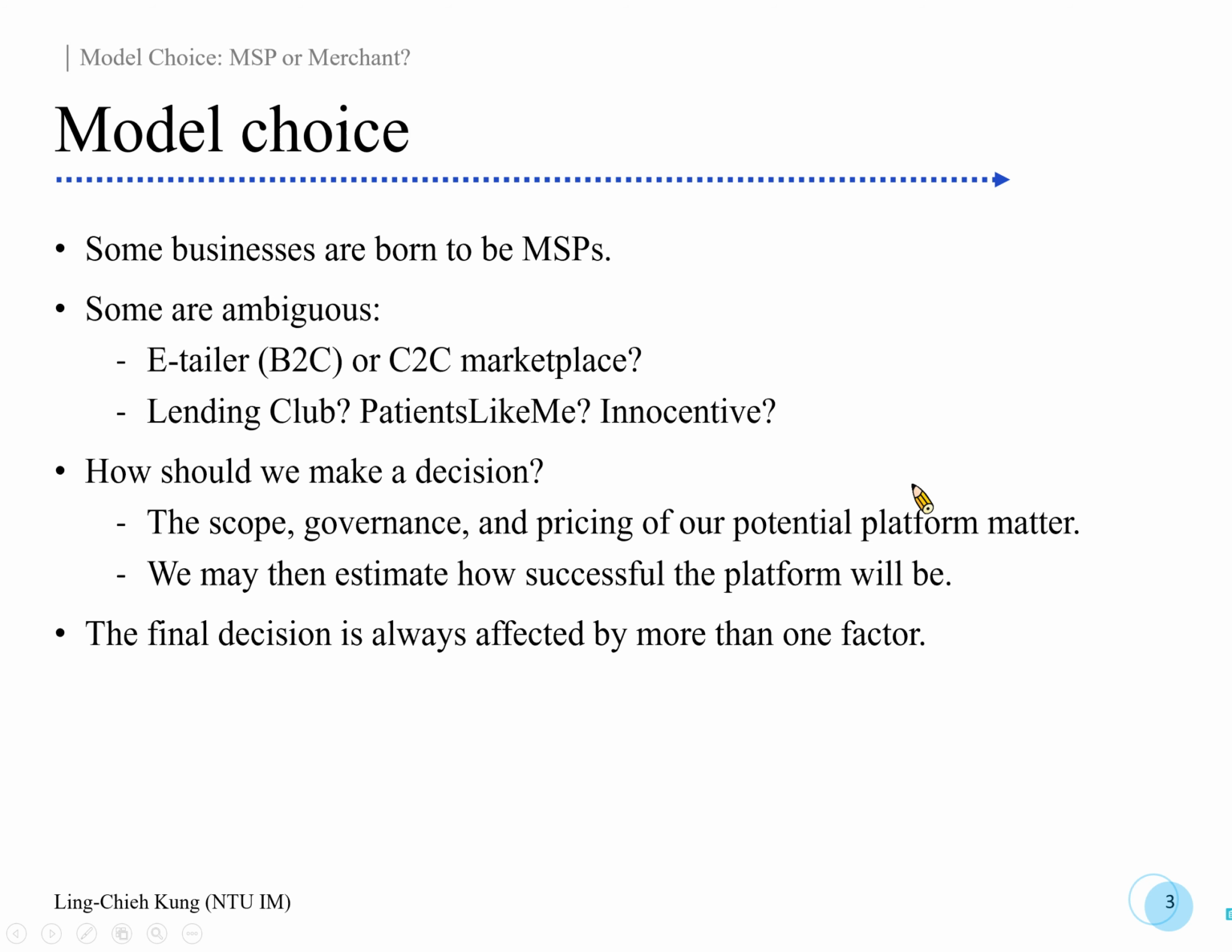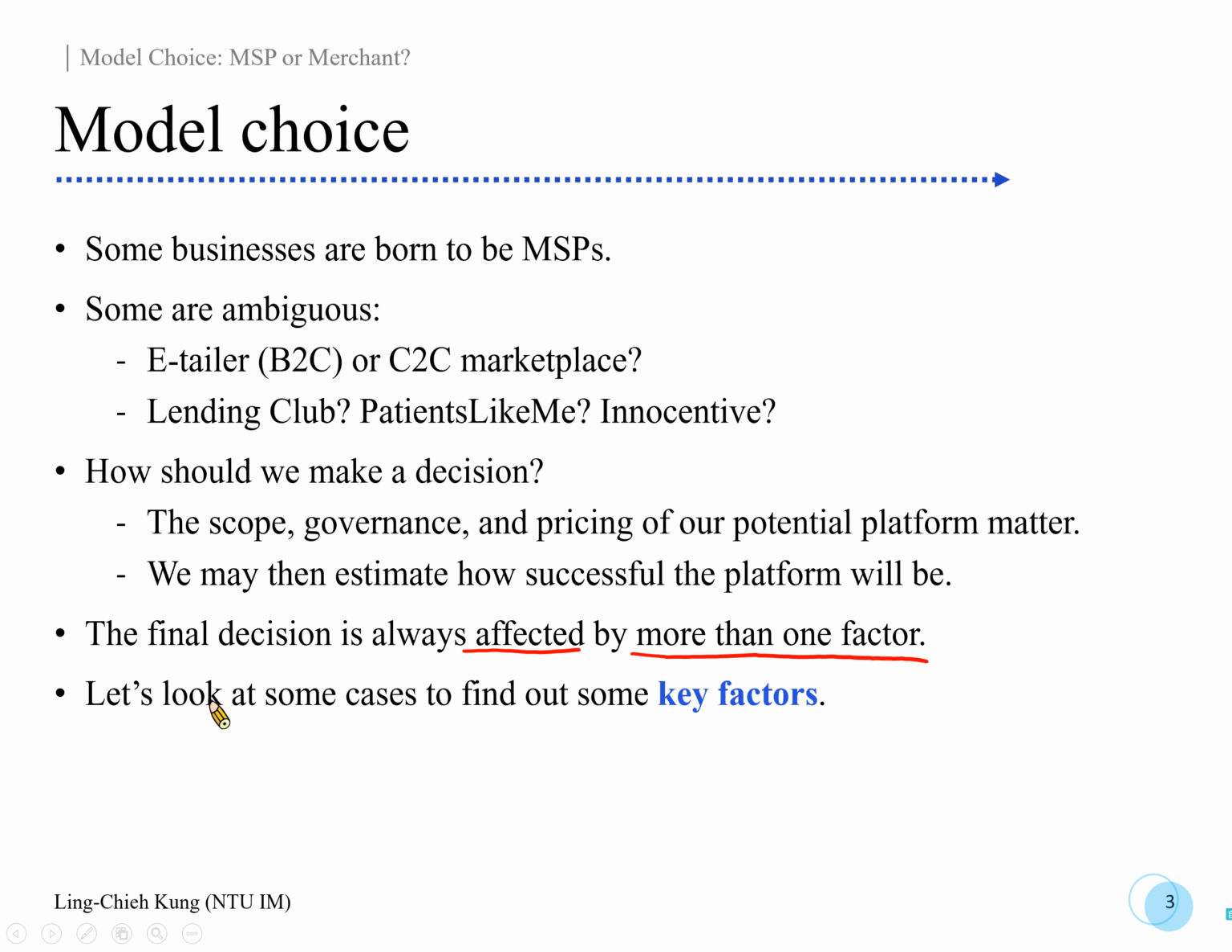We need to understand that whenever you make this particular strategic choice, you will certainly be affected by more than one factor. There will not be just one single factor telling you to do A instead of B. There are certainly multiple factors for you to consider, and then you need to judge and weigh them so that eventually you determine which one is the dominating factor. In this lecture, we want to look at some cases to find out some key factors. Instead of listing a checklist, part A, part B, part C, I'm not going to tell you directly what the key factors are.